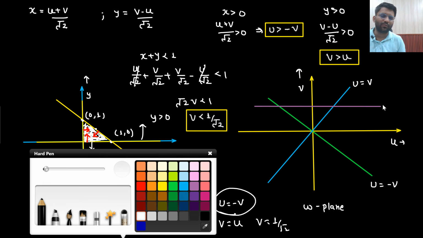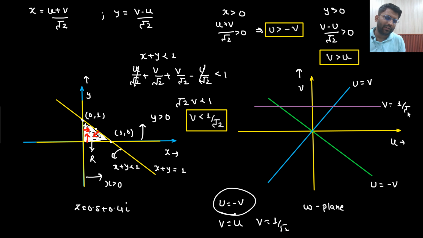So next I am supposed to draw v equals 1 by under root 2. Now, directly, even though you don't need to deal with this particular thing, u greater than minus v will be this region. But you don't need to see it. Why is that so? Because you need to find out the area bounded. This will be the area bounded.